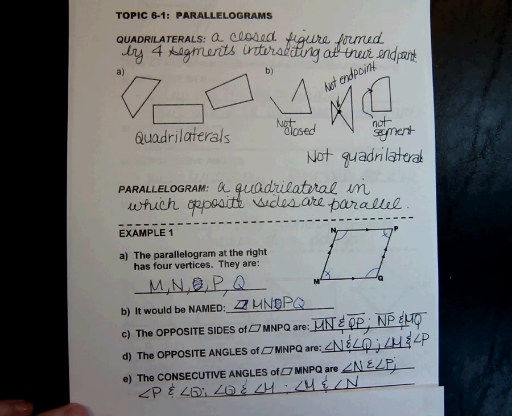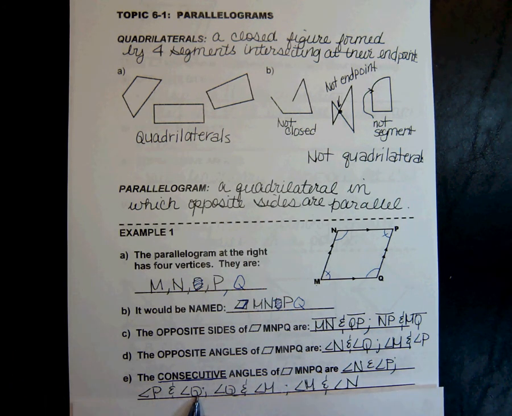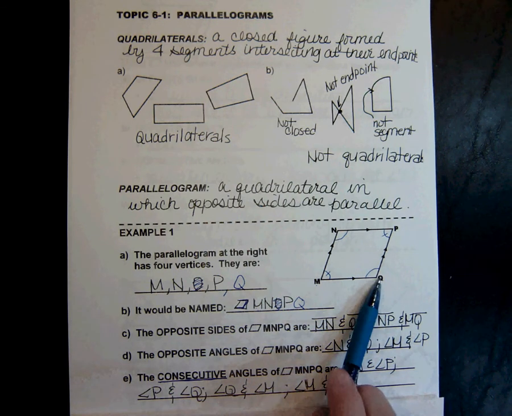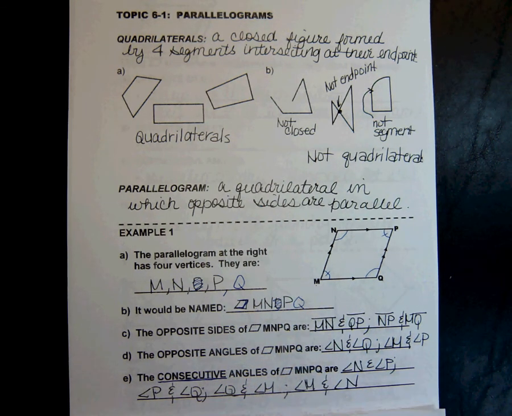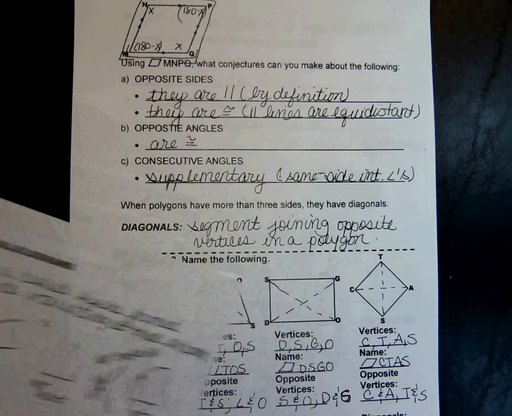The consecutive ones walk around it and are next to it. The ones next to N are P and also M, and P shares a consecutive angle side with Q, and Q shares a consecutive angle side with M. So when we're talking about consecutive, it's right next to it. And we just did the exercise that showed consecutive angles are also supplementary. So let's go into that.